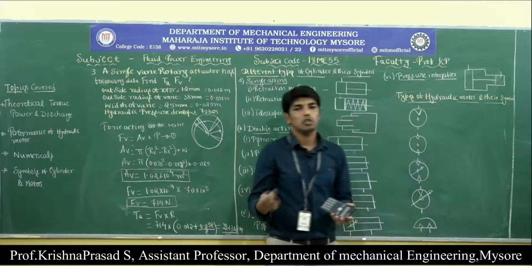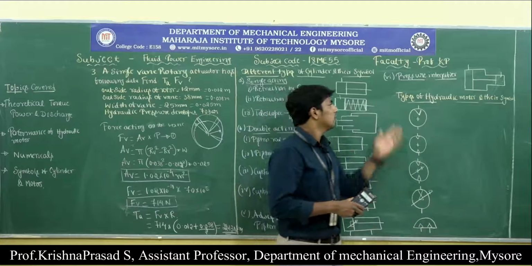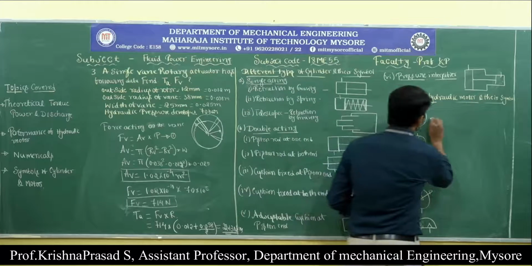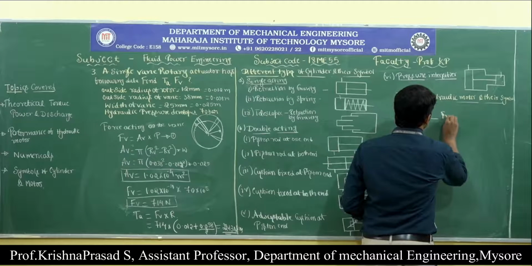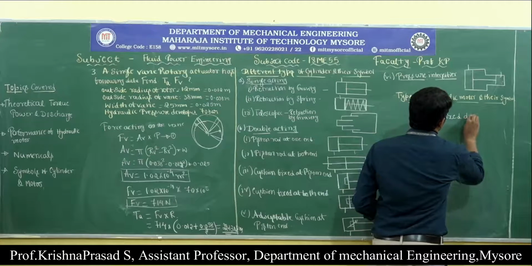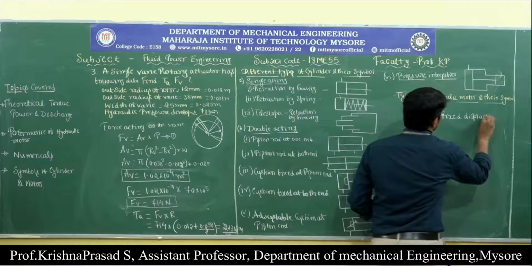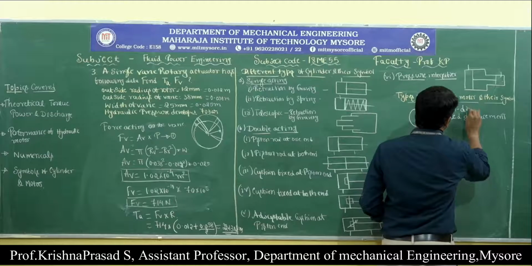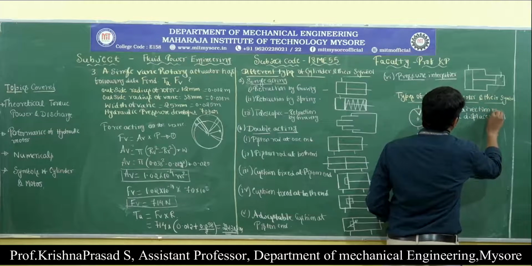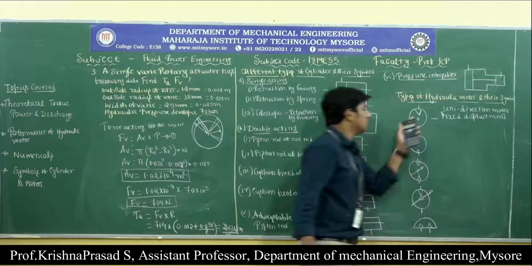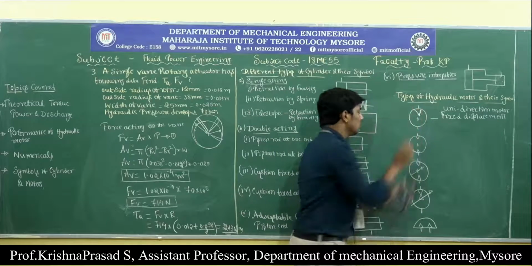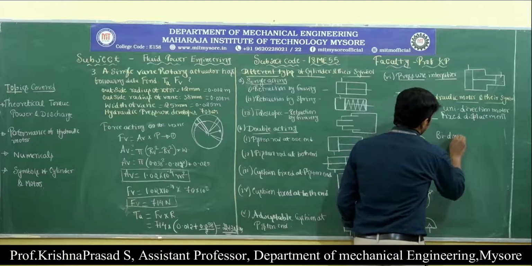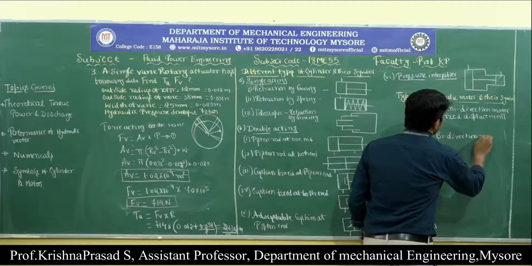The pressure intensifier is mainly used to increase the pressure of the hydraulic system. Then this is the hydraulic motor and its symbols. This indicates a fixed displacement, unidirectional motor. This indicates a unidirectional motor with fixed displacement because there is only one direction. Observe here, this one is called bidirectional motor.